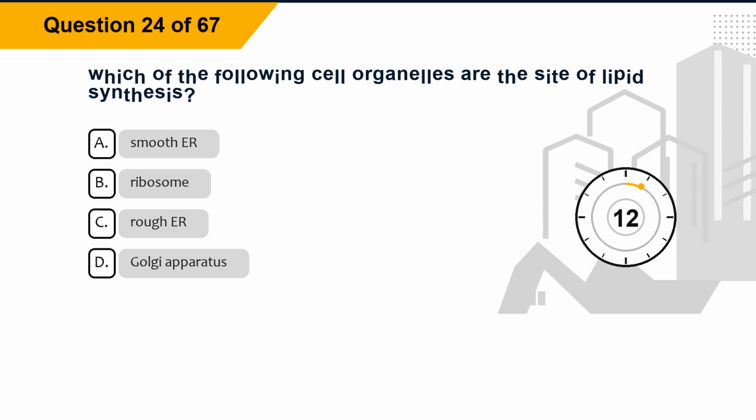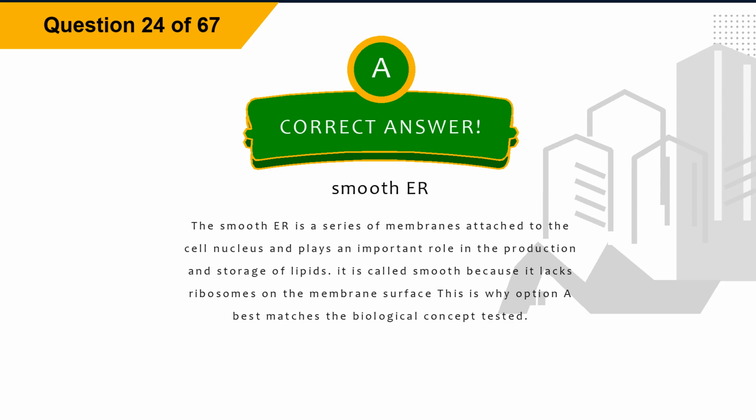Question 24. Which of the following cell organelles are the site of lipid synthesis? Option A, smooth ER. Option B, ribosome. Option C, rough ER. Option D, Golgi apparatus. The correct answer is option A, smooth ER.